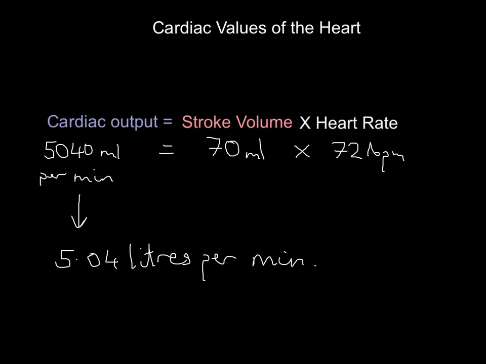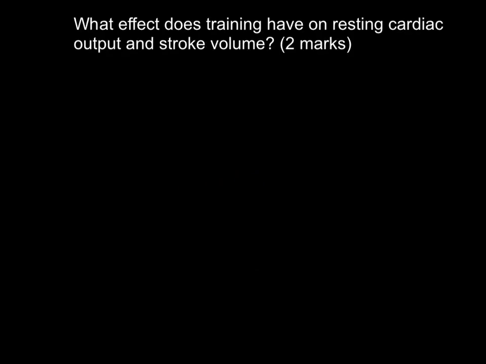But those are the kind of things that we're looking at and the relationship between the three. So you need to know the definition of all three, and you need to know the relationship, i.e. this equation. Now here's a little 2 marker. Sometimes we'll ask for definitions, cardiac output, stroke volume, as we've said. What is the relationship between them? That equation that we've just looked at.